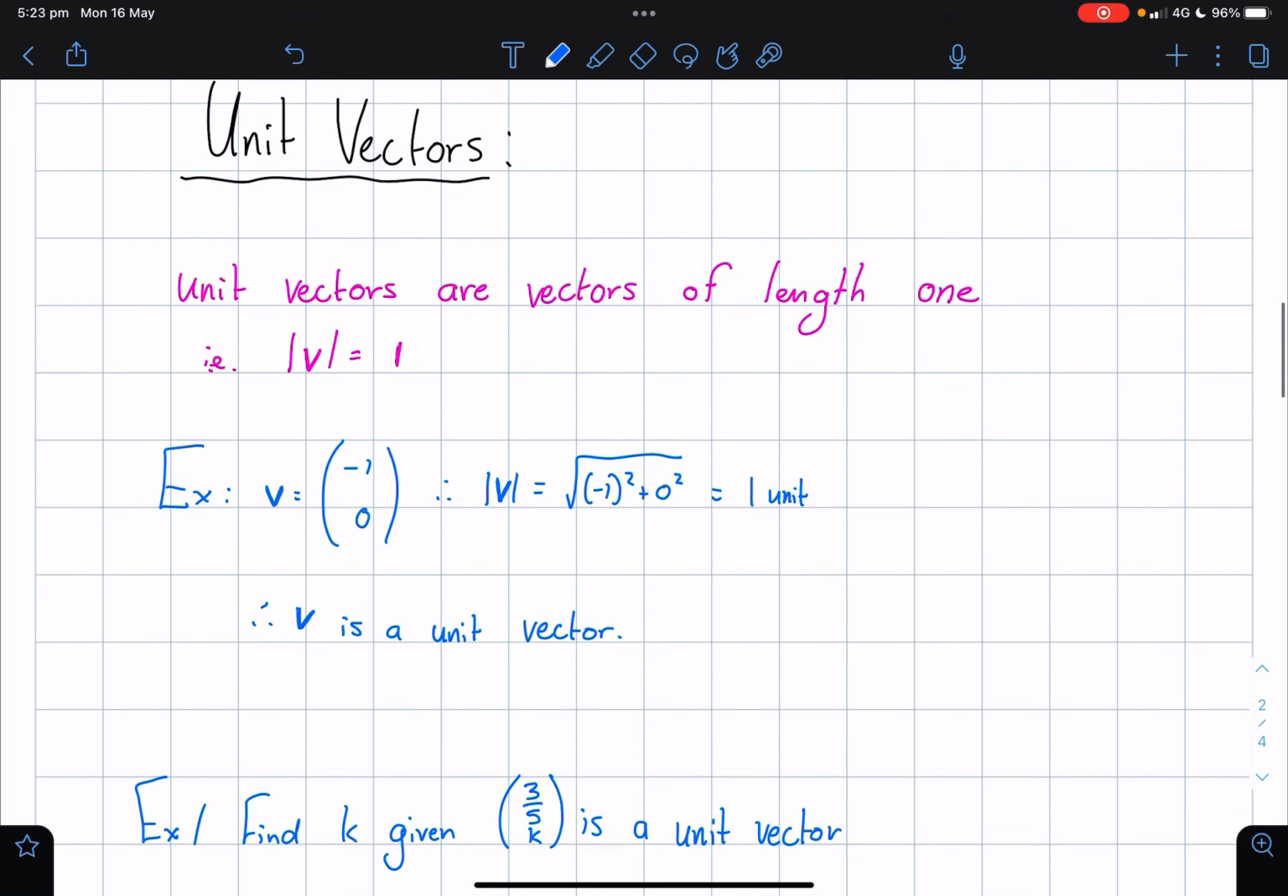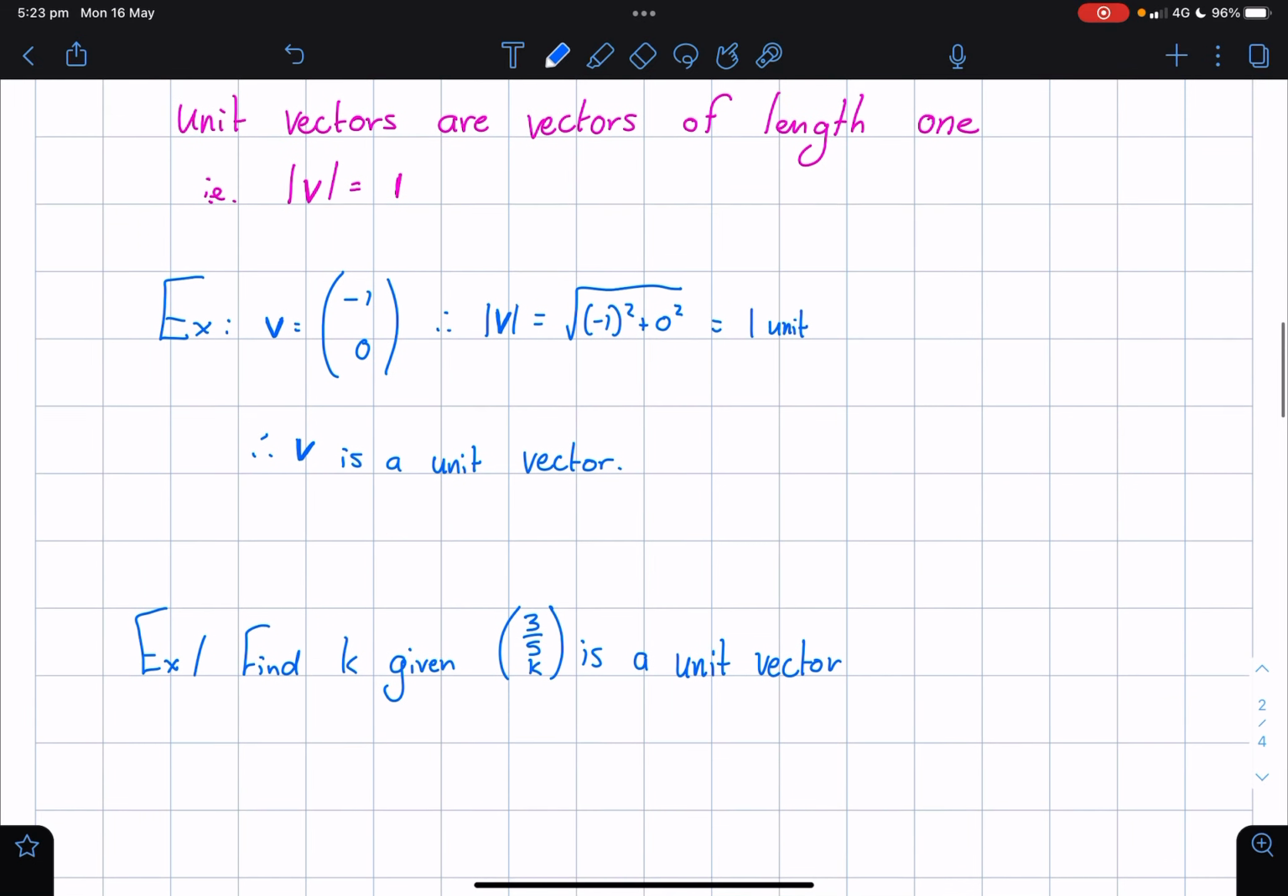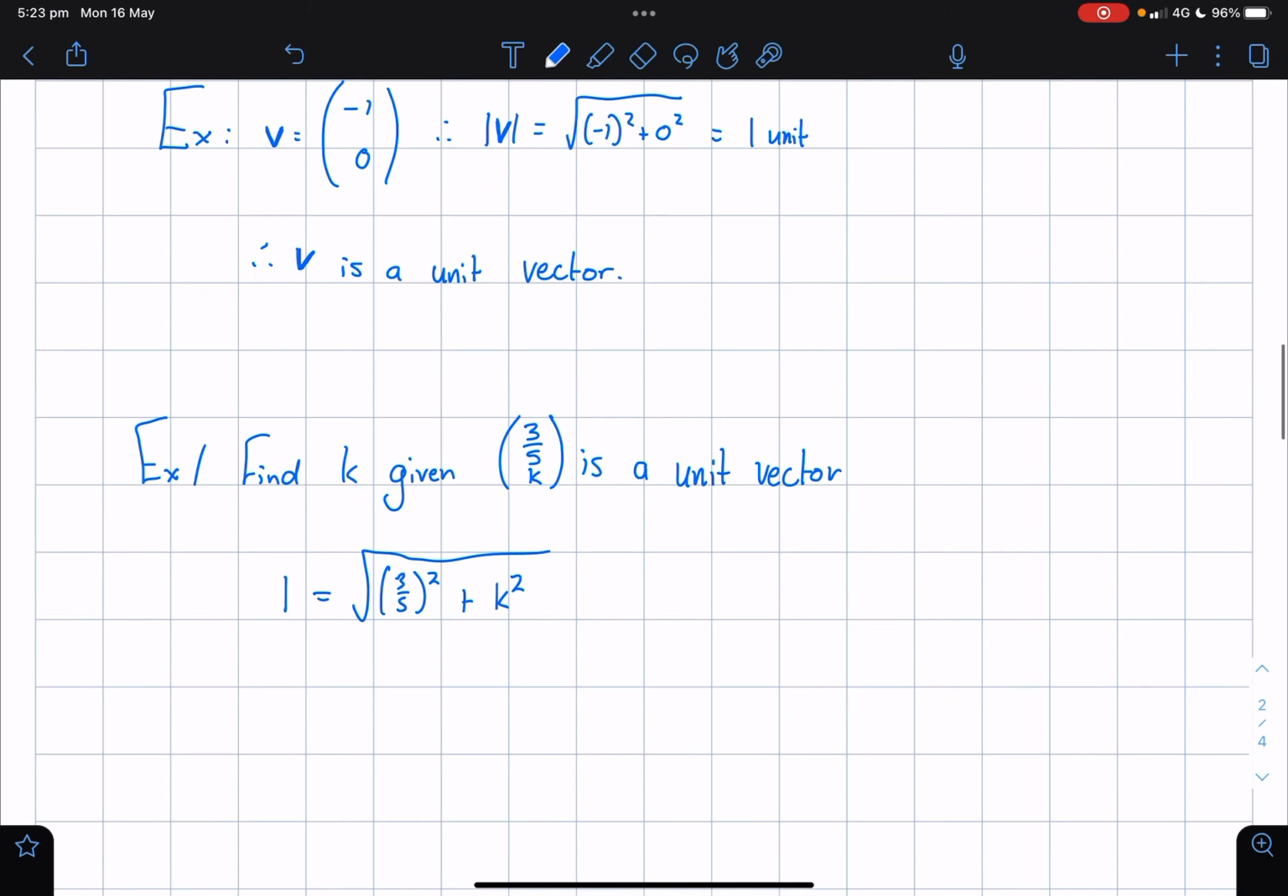A type of question you'll get is finding k given (3/5, k) is a unit vector. That means we are told that our magnitude is 1, and that is equal to the square root of (3/5) squared plus k squared. This is how we find an unknown in our vector. All we're going to do now is solve for k.